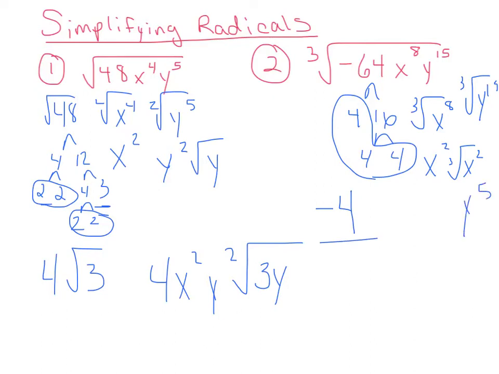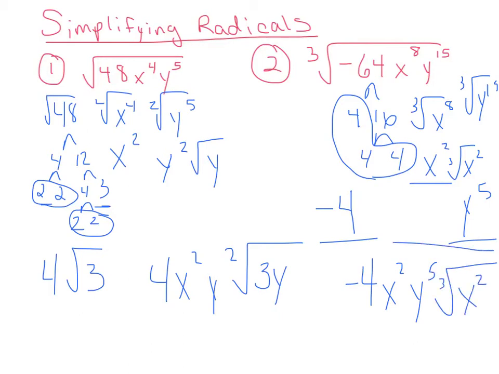Okay, and then put everything back together. So everything that was brought out can go on the outside. So negative 4x to the second, y to the 5th. And then inside the cube root, all that was left over was an x to the second. Alright, so that's simplifying radicals.